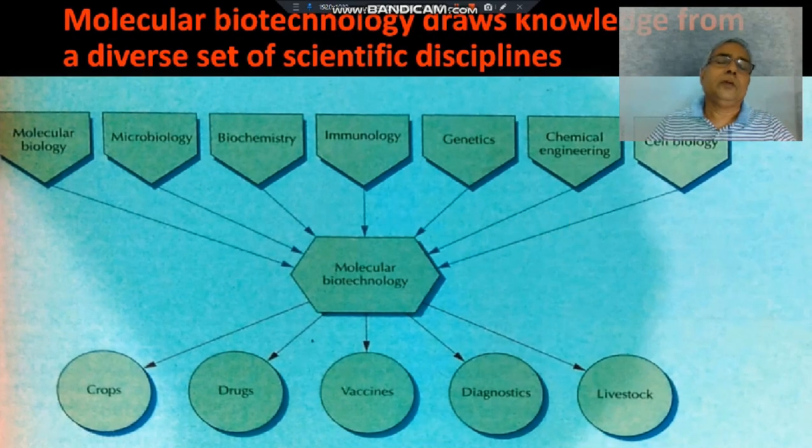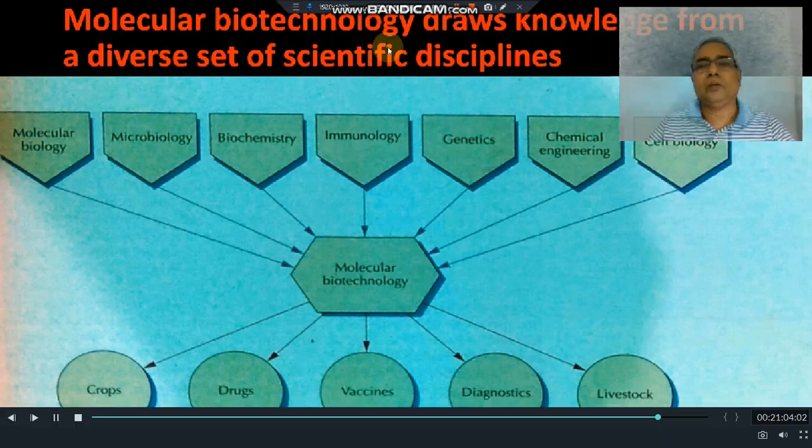Okay, now finally all these three words have been replaced by molecular biotechnology. Molecular biotechnology, because now this knowledge has reached the molecular level. You know that we have different fields of science, for example, molecular biology, microbiology, biochemistry, immunology, genetics, chemical engineering, cell biology. From all these fields, we are continuously getting new and new information. And all that information is utilized for benefit or for improvement in our crops, drug manufacturing, vaccine preparation, diagnostics, livestock.